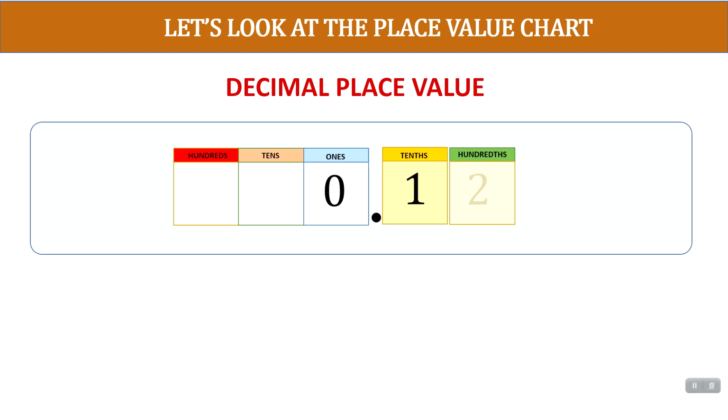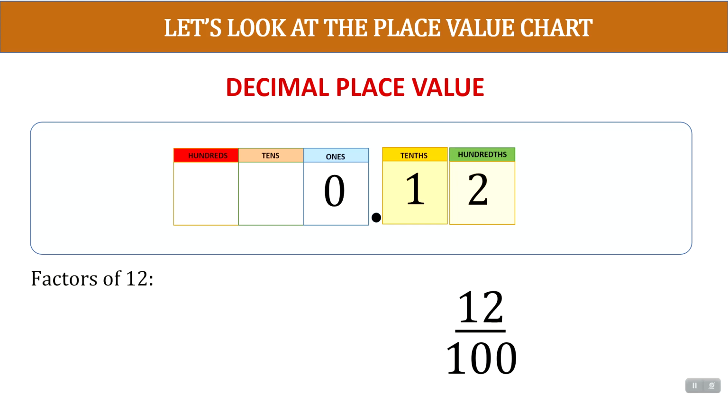Let's look at 0.12. We notice that the 2 is in the hundredths column, but there is a 1 in the tenths column. And so we read that as 12 hundredths. But 12 hundredths is not in lowest terms, and if we want to reduce that to lowest terms, again we have to find the HCF, or the highest common factor. That involves listing the factors of 12 and listing the factors of 100. Listing the factors of 12, we have 1, 2, 3, 4, 6, and 12.